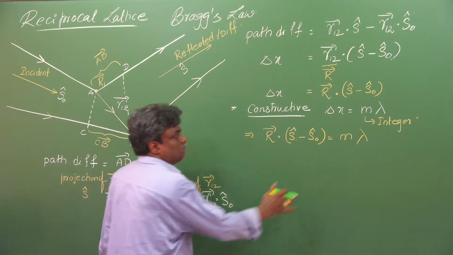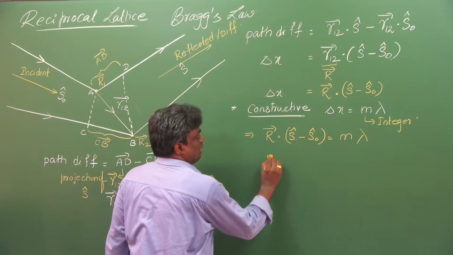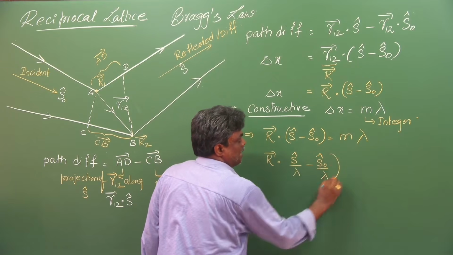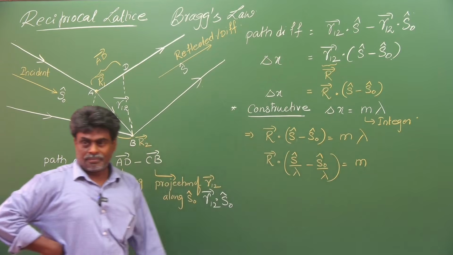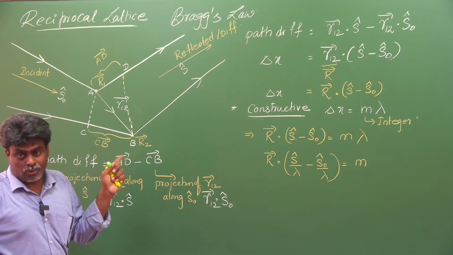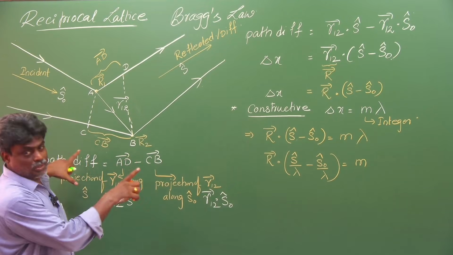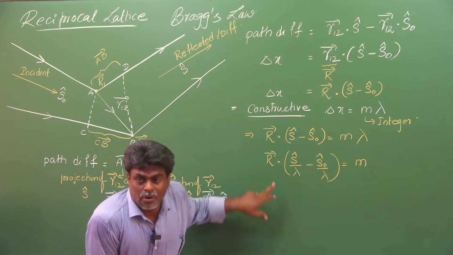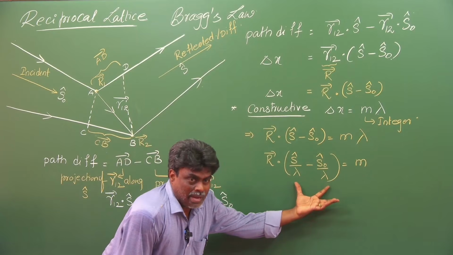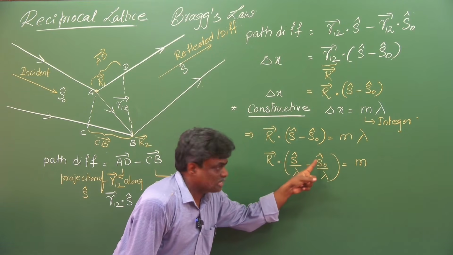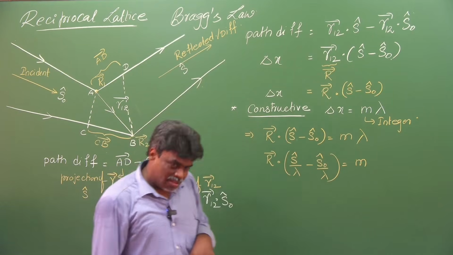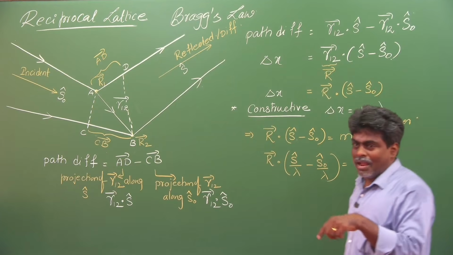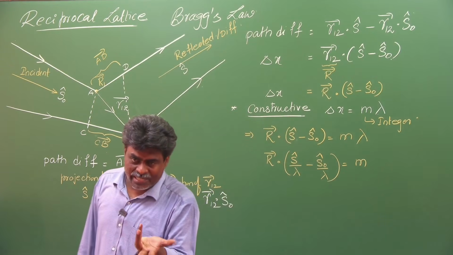Now shall I bring this lambda to this side? Then R bar dot S cap by lambda minus S naught cap by lambda equals an integer. If you want to read the book, you have to read two pages, but the whole content is this only. Listen carefully. If you observe carefully, we got this final condition. Carefully observe this bracketed term. This is a direction, this is also a direction, divided by lambda. Lambda units are meters or centimeters. 1 by lambda units are meter inverse or centimeter inverse.